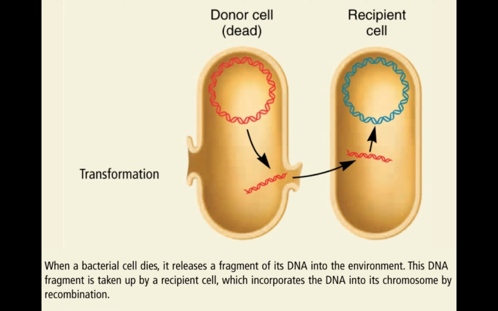Transformation occurs when a bacterial cell takes up DNA directly from the environment. Bacteria cells die all the time in a large population of bacteria in an environment. When the bacteria cell dies, it releases its DNA into the environment, and some of that DNA can be taken up directly by a recipient cell.